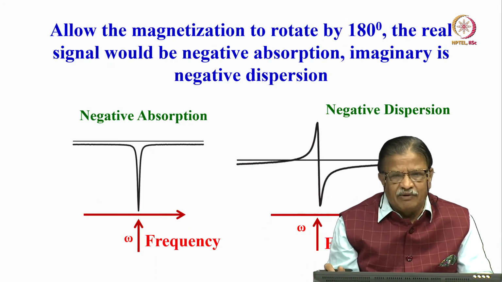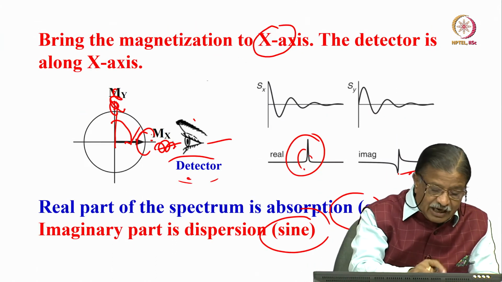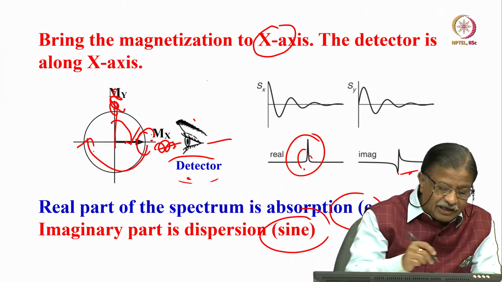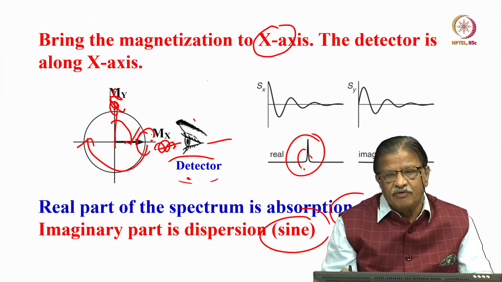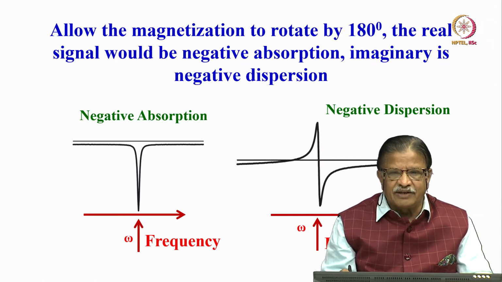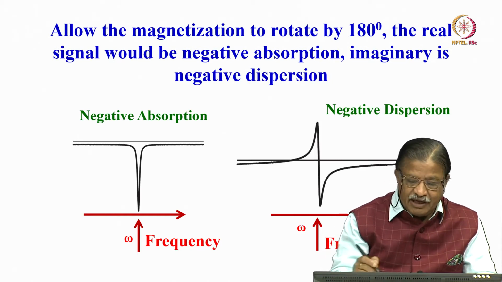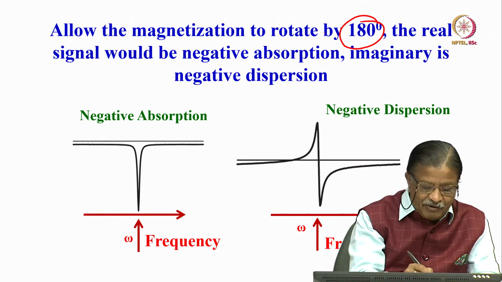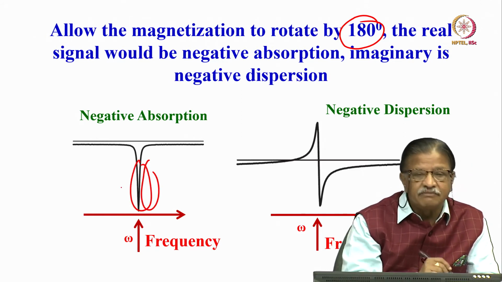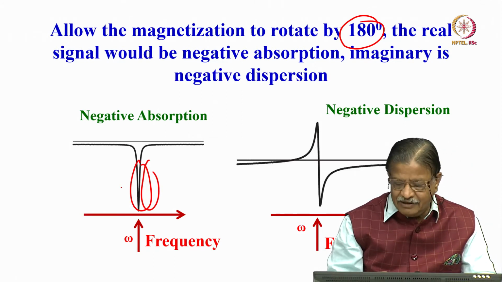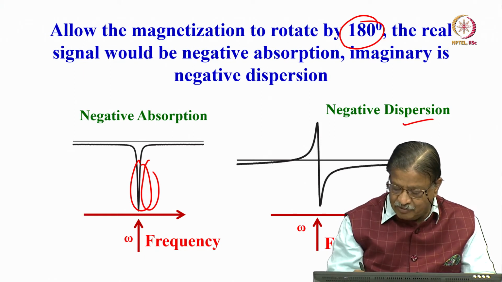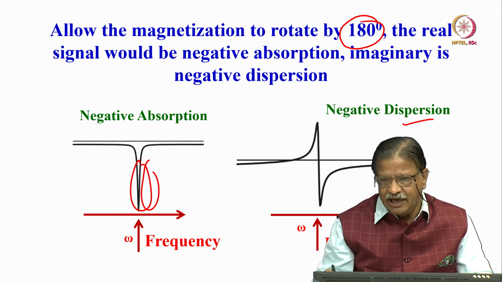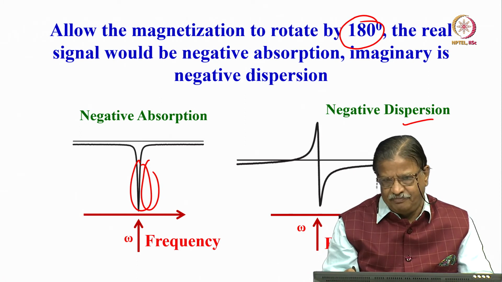Now, what I will do is, after bringing the magnetization here, I will allow it to rotate by 180 degrees. Then what will happen? The signal will start coming here, the magnetization moves from the plus axis to the minus x axis. If I detect the signal when it has moved by 180 degrees, the real part will become negative absorption, whereas the dispersive part also becomes negative dispersion. Again it is out of phase by 90 degrees.